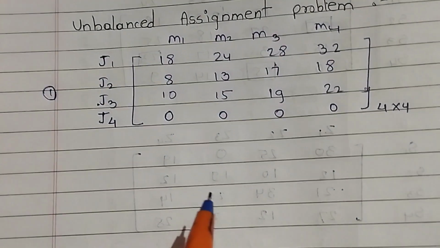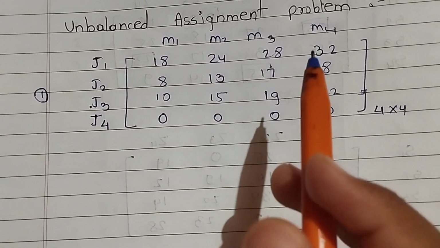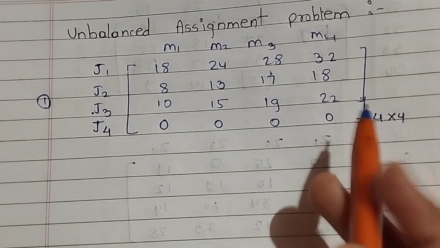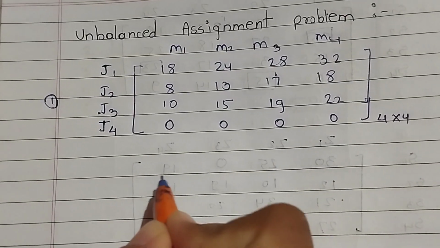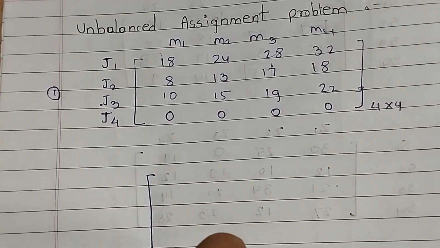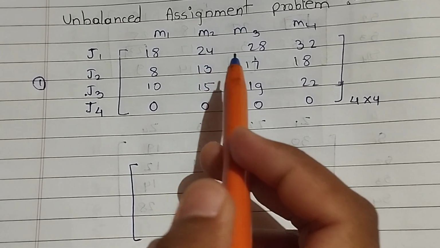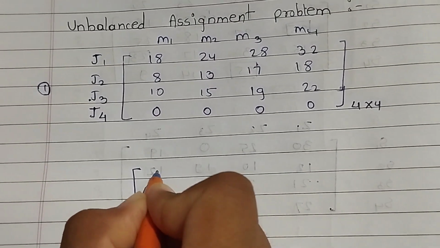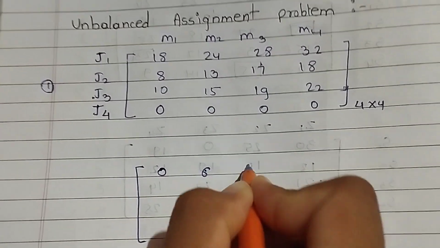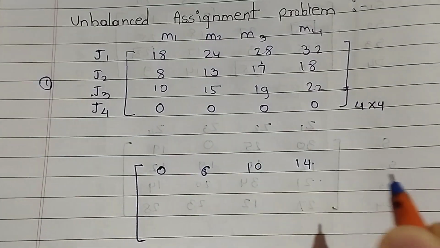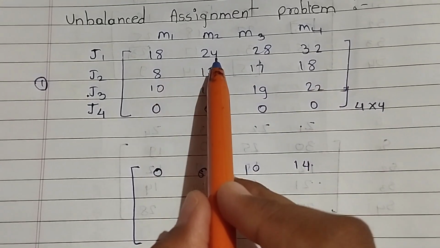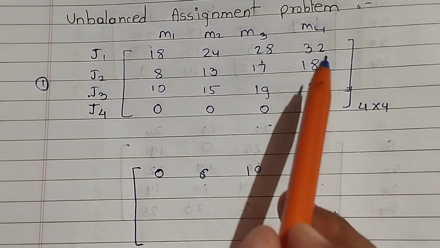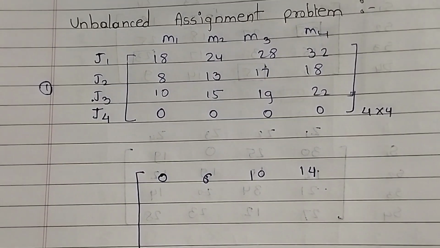Now the second step is the same: find the minimum value from each row and subtract it from the respective row. So from the first row, 18 is the smallest. So this is 0, 6, 10 and 14, because 24 minus 18 is 6, 28 minus 18 is 10, and 32 minus 18 is 14.